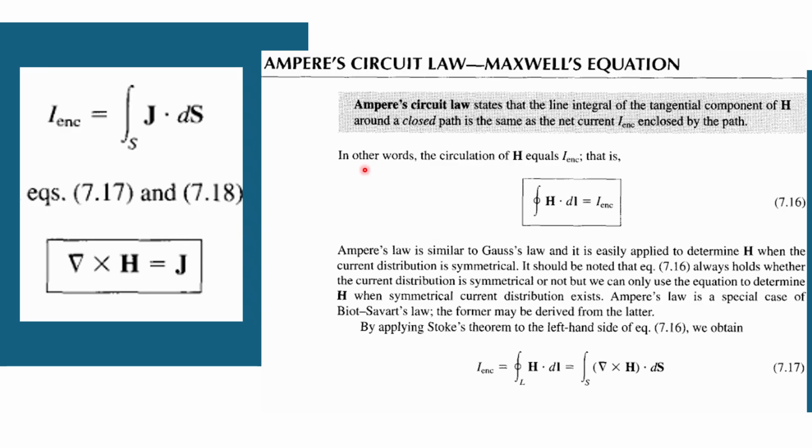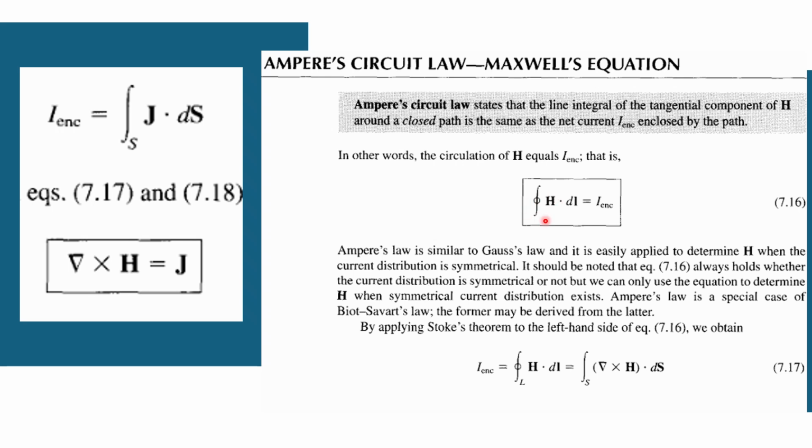Now let's talk about Ampere's circuit law. Ampere's circuit law states that the line integral of the tangential component of H around a closed path is the same as the net current I enclosed by the path. In short, ∮H·dl is equal to I enclosed.